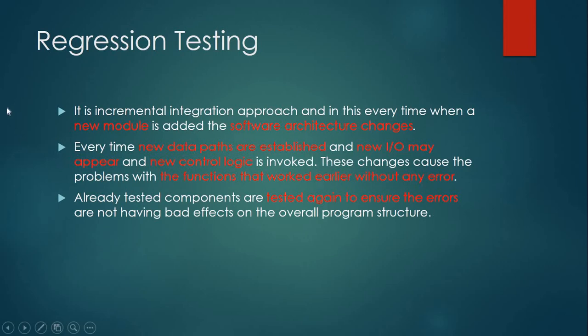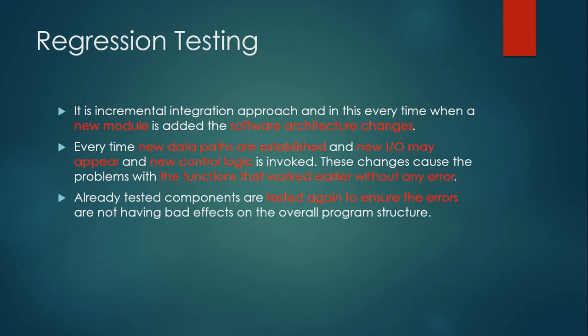Regression testing. It is an incremental integration approach, and in this, every time a new module is added, the software architecture changes. This is the strategy of Agile, means you can take changes at any time. So when a new module comes, the software architecture changes. Every time new data paths are established, new input output may appear, and new control logic is invoked. These changes cause problems with functions that worked earlier without any error. Means it can change working after adding some modules.